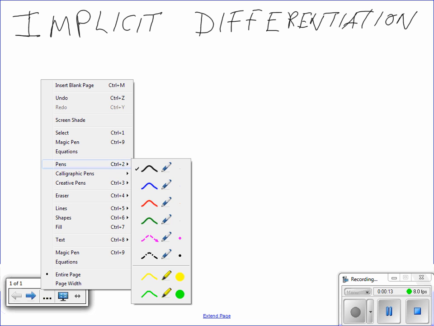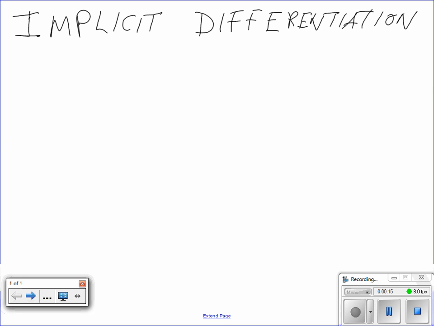We'll get a pen here. First of all, maybe we talk about what the word implicit means. Implicit is like implied, and maybe the best way to define it in this context is to show what an explicit function of x is. So that's what we've been working with recently.